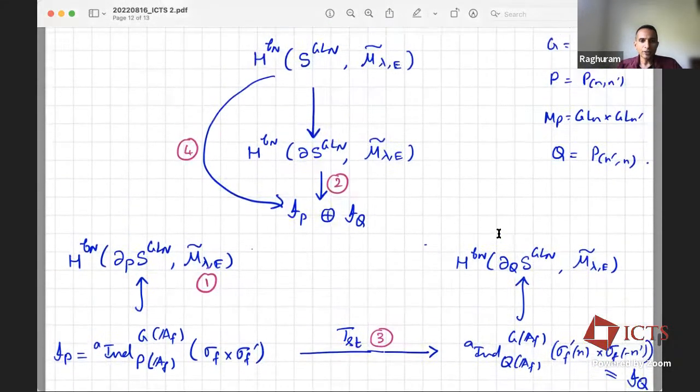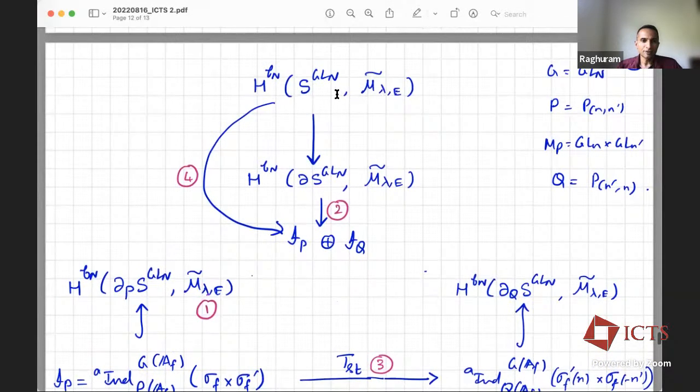And now we get to the second technical result. If I look at the total cohomology, there's a restriction map from that to the cohomology of the boundary. And there is this statement to prove, which we call the Manin-Drinfeld principle, that the sum of these two induced modules splits off as a Hecke summand inside this boundary cohomology.